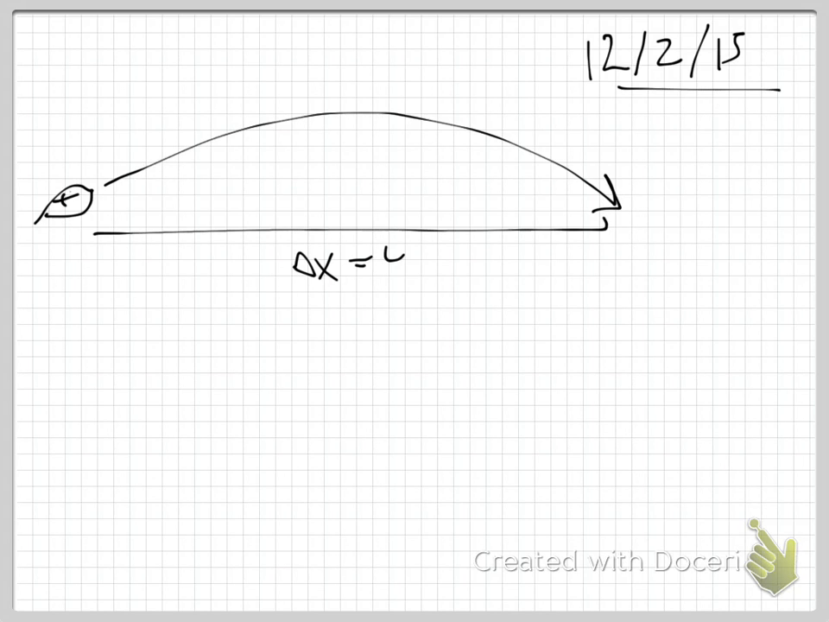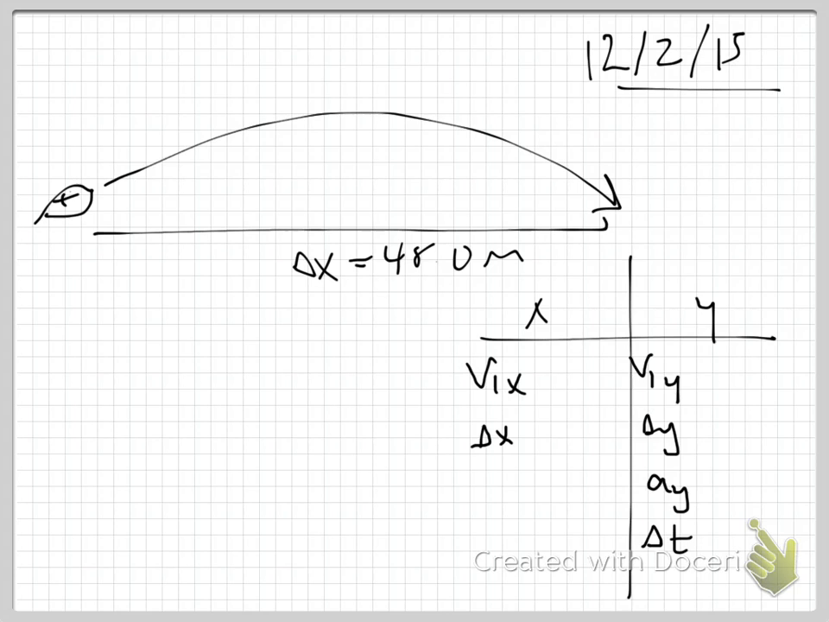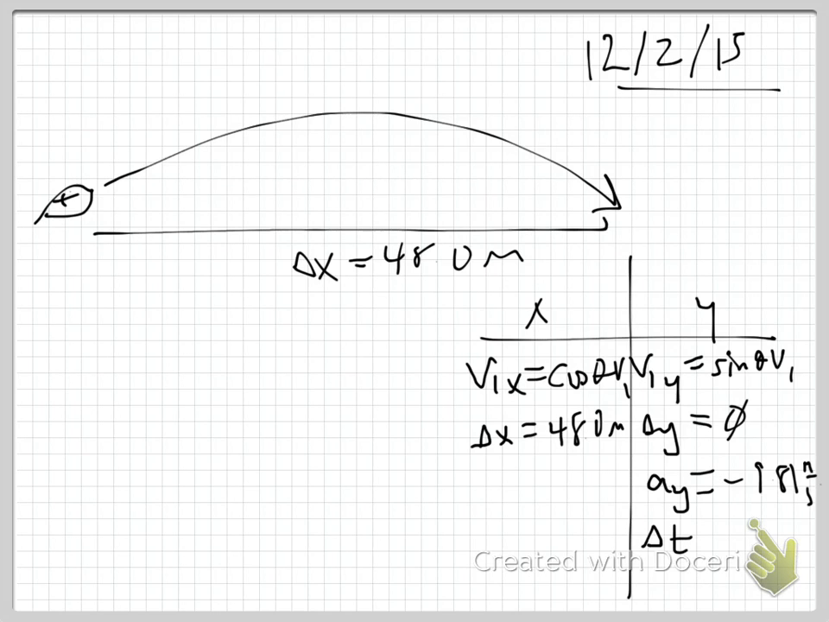where delta x is known to be 48.0 meters. We don't know, nor do we care, what delta y max is, because we know what delta y overall is. So if we do our x and y variables, list what we have there. Vix, of course, is equal to the cosine of theta times vi. Viy is the sine of theta, vi. And delta x we have as 48.0 meters. Delta y is 0, and that makes our math a lot easier. Acceleration on the y-axis, negative 9.81 meters per second squared. And delta t will again form our bridge.